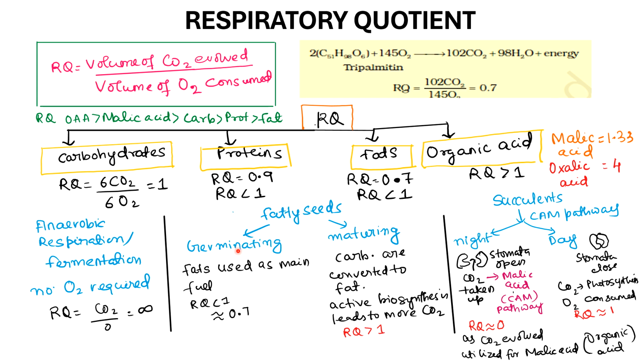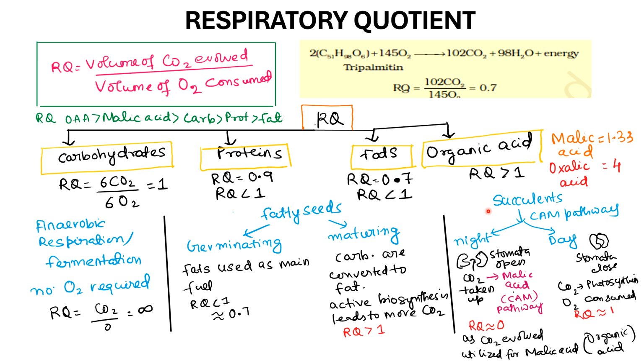Now if you see the germinating seeds, in germinating seeds fat is being used as the main fuel. So when fat is used as the main fuel, what is the RQ value? It is less than 1. So as fats are used as the main fuel, RQ value becomes almost equal to 0.7. Is that clear?